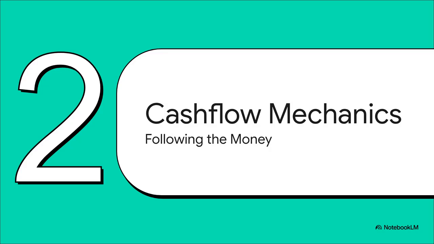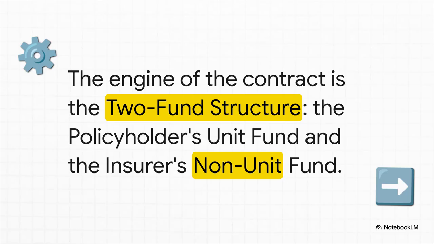All right, next section, let's talk about the cash flow mechanics. We're going to follow the money and see how this whole thing actually works under the hood. Okay, to really get this, you have to understand the two-fund structure. It's the absolute engine of the whole thing. You've got the policyholder's unit fund. That's your money, the pot of assets that's going to pay out your benefit. Then you have the insurer's non-unit fund. That's their money. It's where they pay their staff, keep the lights on, and make a profit.